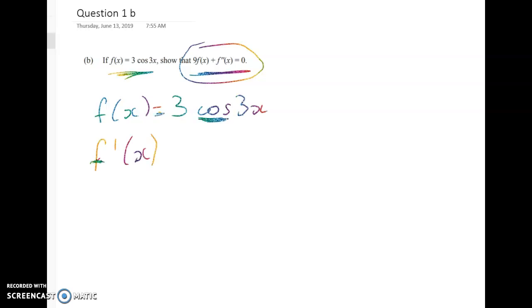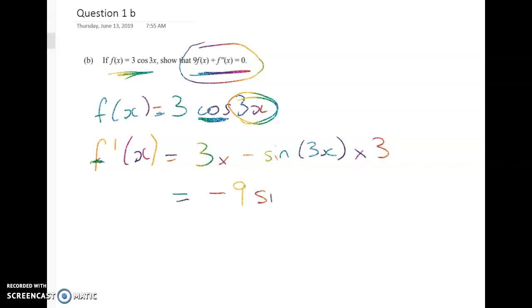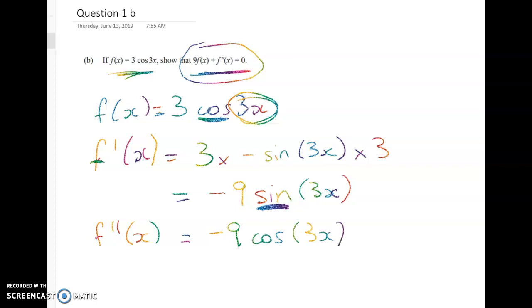Now the derivative of cosine is negative sine. So I'm going to have 3 times negative sine 3x times 3, right? The derivative of the inside function. So I'm chain ruling again. Cleaning that up gives me negative 9 sine of 3x. Now we have to differentiate again, and we get f dash dash of x is equal to negative 9 times the derivative of sine, which is cosine, so negative 9 cos 3x. But we have to multiply by the derivative of the inside function, which is 3. So we get negative 27 cos of 3x.